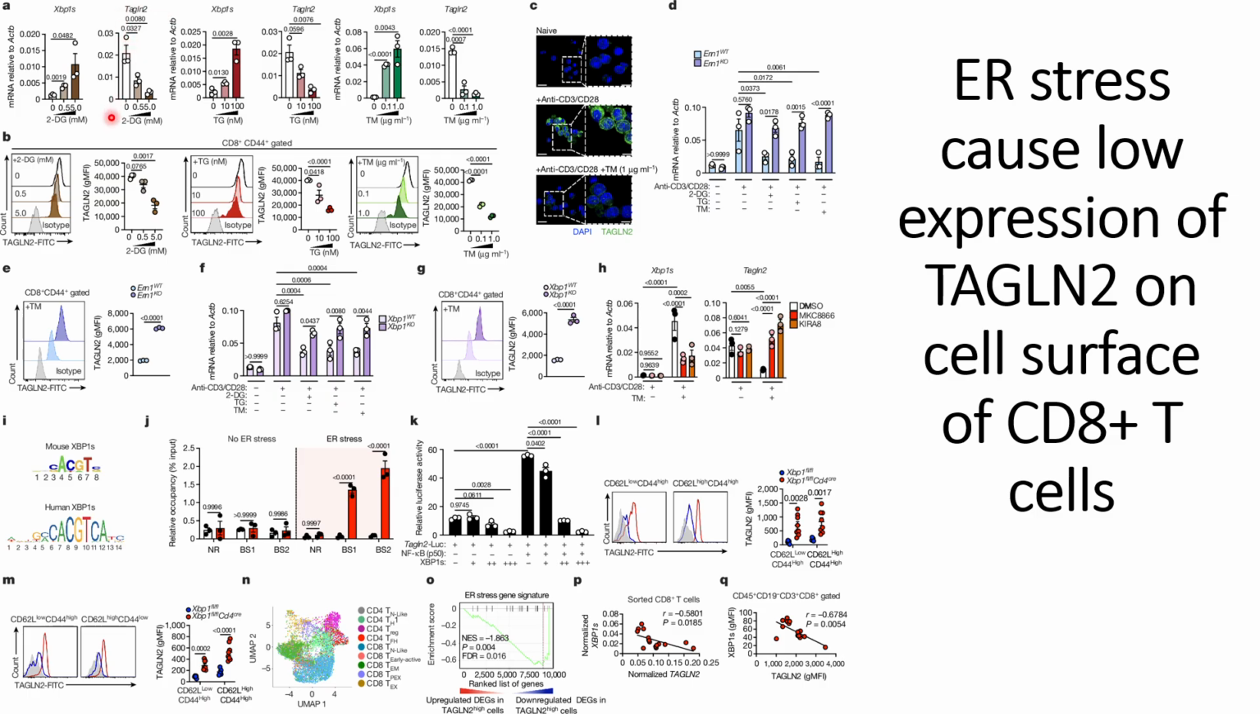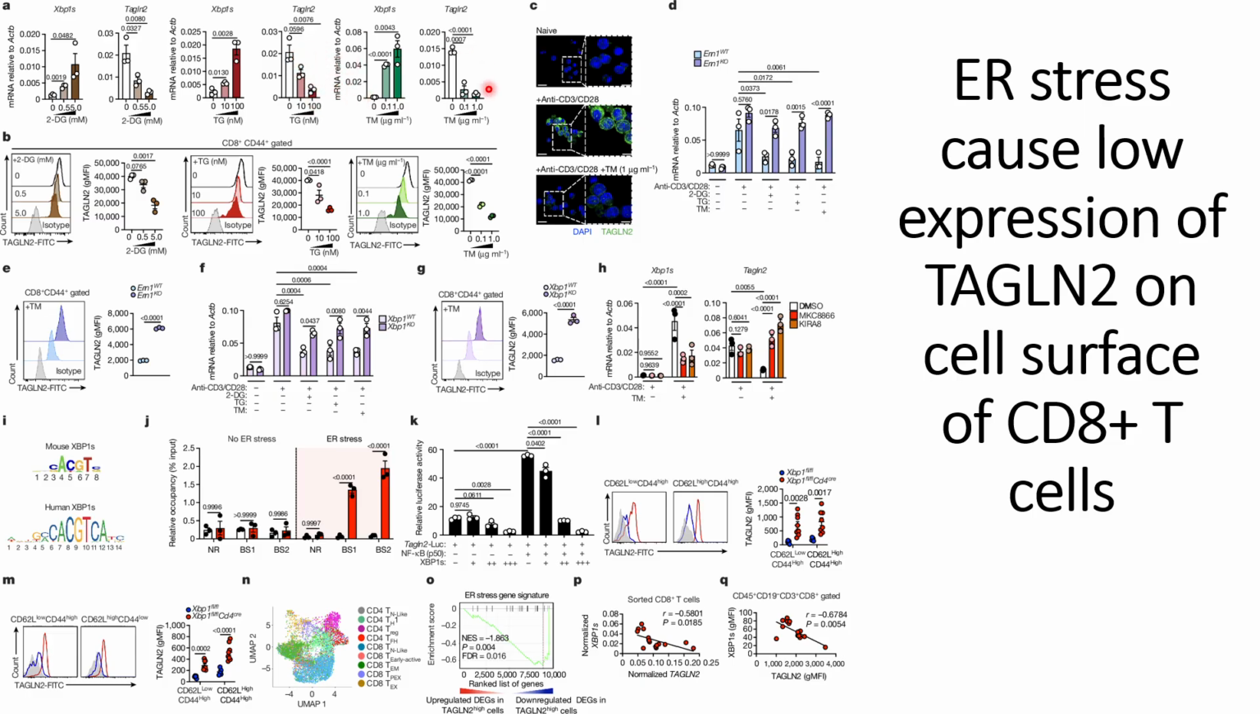In order to generate artificial ER stress, they used three different reagents: 2DG, TG, and TM. Thapsigargin is TG and tunicamycin is TM. I am not able to recall the full form of 2DG, but all three reagents cause ER stress, and with the increase in ER stress, they see a decrease in TAGLN2 expression.